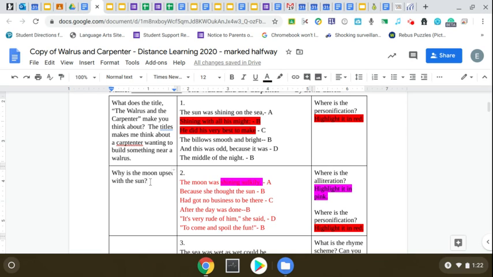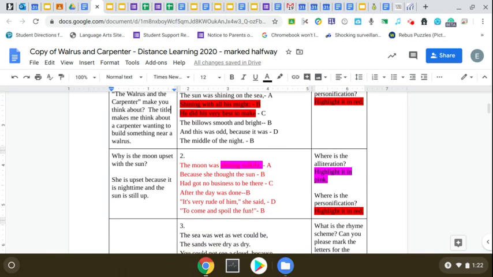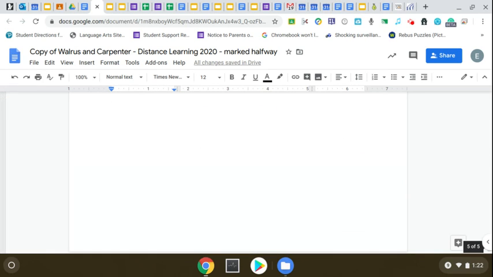So why is the moon upset with the sun? Well, she is upset because it is nighttime and the sun is still up. Okay, because up in stanza 1, it says it's the middle of the night, but it's odd because the sun is still out. So this whole poem, oops, I see I have a typo. See, when Google tells me that if I've typed too fast, I can go up and fix it. This whole poem, I can just tell right away that the tone of the poem is very silly because there's lots of silly things happening.